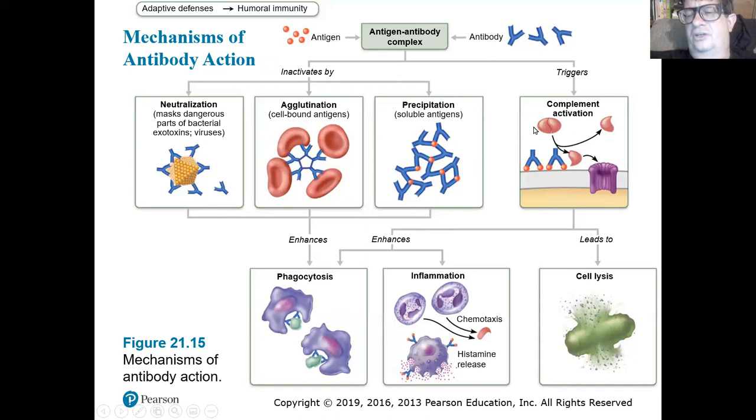Complement activation. Here you bind to the outer surface of the cell. You take complement proteins, you stick them chung, chung, chung, and now you've got a hole. And the complement activation, all by itself, will kill the cell.